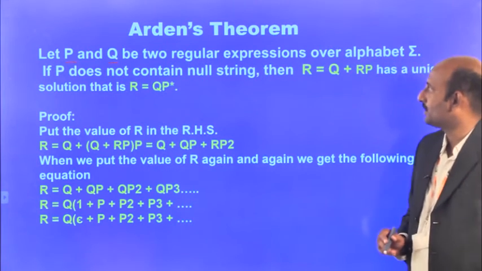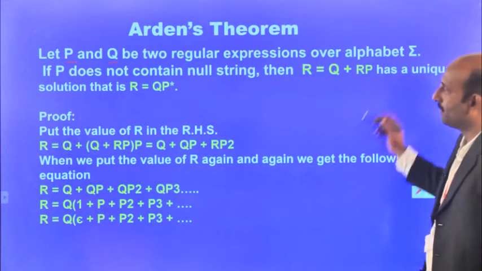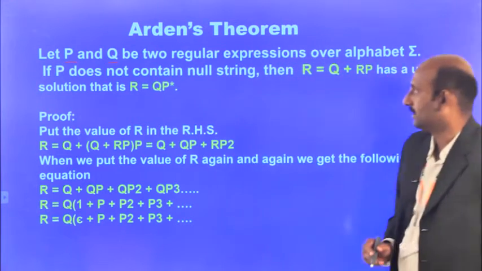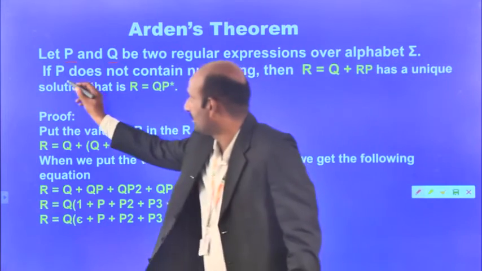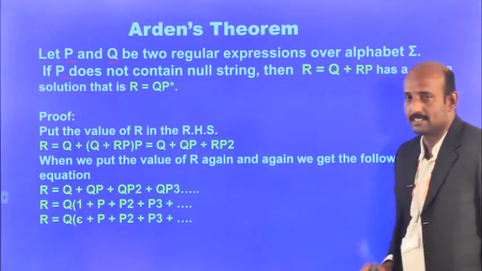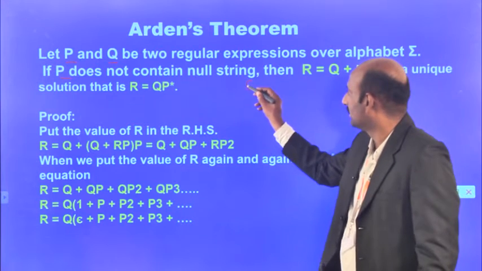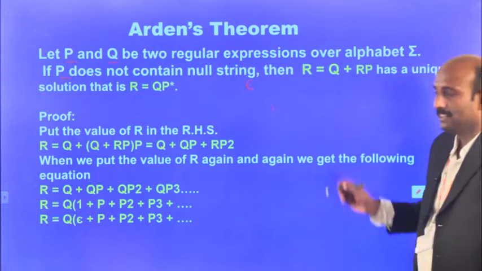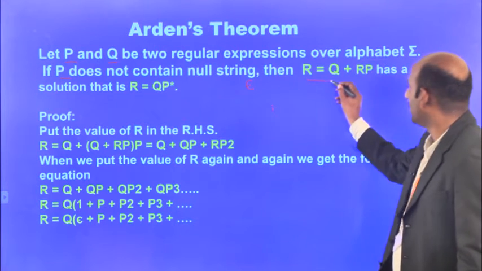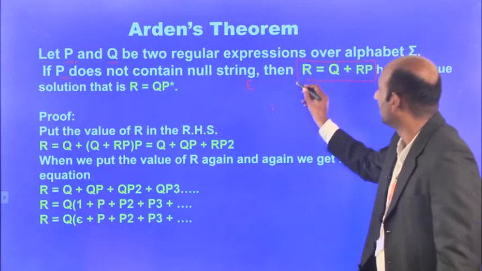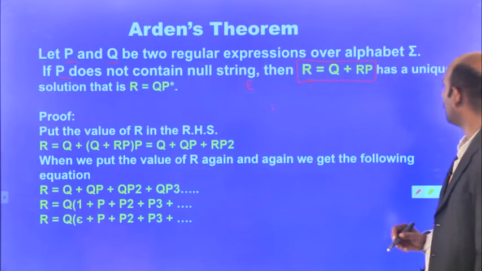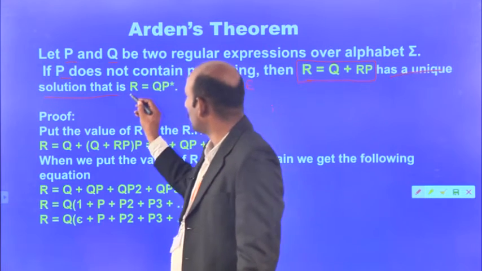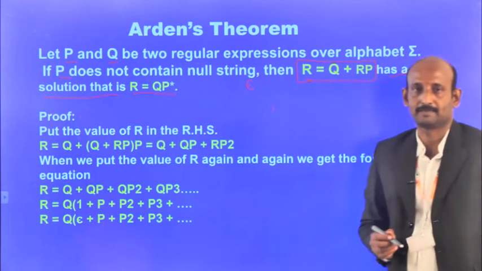P and Q are two regular expressions over the alphabet, and P does not contain a null string. A null string means epsilon, so P does not contain the empty string epsilon. Then the equation R equals Q plus RP has a unique solution, and we can prove that R equals QP star.